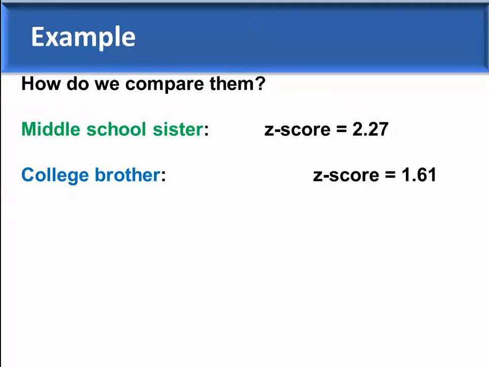So now if we want to compare the two of them, obviously just by looking at them, the z-score for the middle school sister, 2.27, is higher than the z-score for the college brother, which is 1.61. So it's pretty obvious just looking at those two scores that relative to their peers, the middle school sister has a higher z-score. That's the interpretive language that you would use here. Relative to their peers, the middle school sister's IQ score is higher than the college brother's score. Again, that relative word is very important. The college brother's actual score was higher, but the relative score was lower.